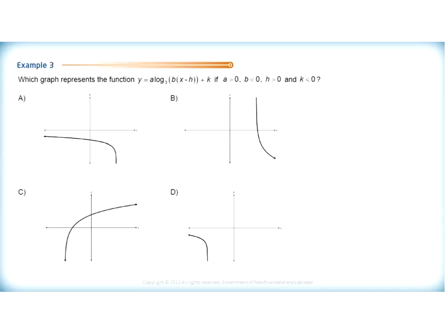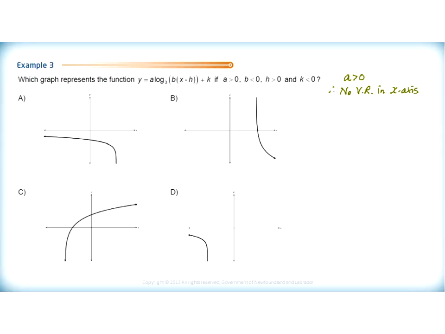In example 3, it's asking which graph represents the function y equals a times the log of b times (x minus h) to base 3 plus k, if a is greater than 0, b is greater than 0, h is greater than 0, and k is greater than 0. So what do each of these parameters represent? If a is greater than 0, that tells us that there has been no vertical reflection in the x-axis.